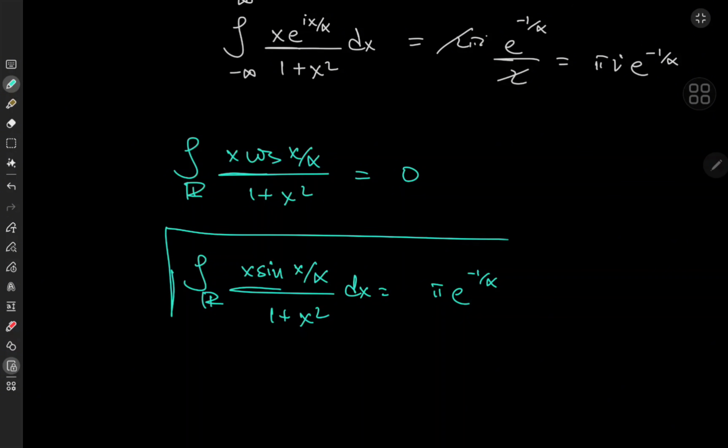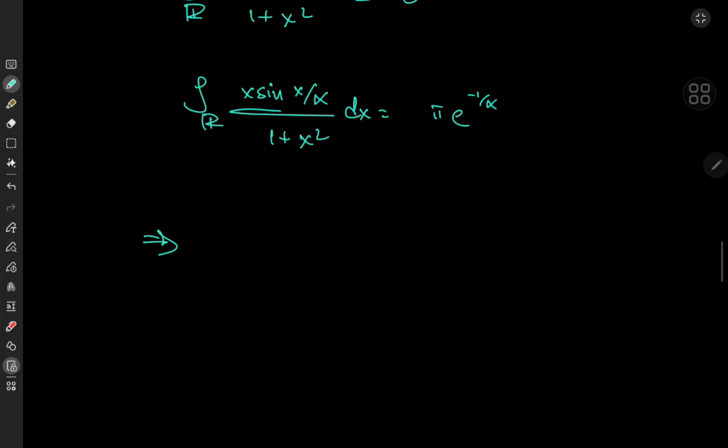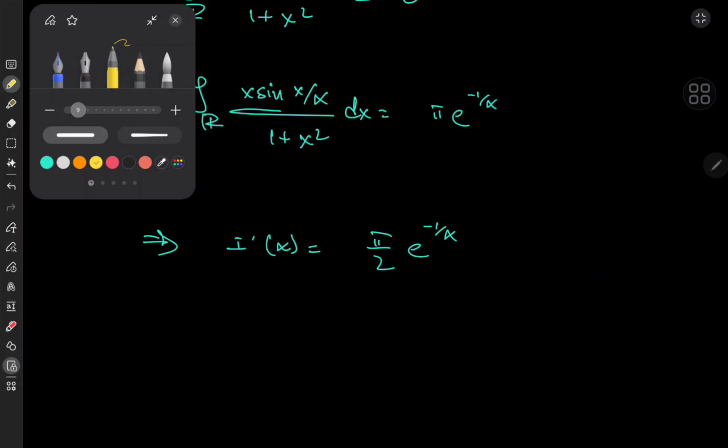Okay, cool. And of course, our target integral, recall, was the integral from 0 to infinity. Because the numerator is a product of two odd functions, it's an even function. 1 over 1 plus x squared is also an even function. So this implies that I prime of alpha is in fact equal to pi over 2 times e to the negative 1 over alpha. And now the objective is to recover back the integral function. Well, actually, I may have forgotten something.